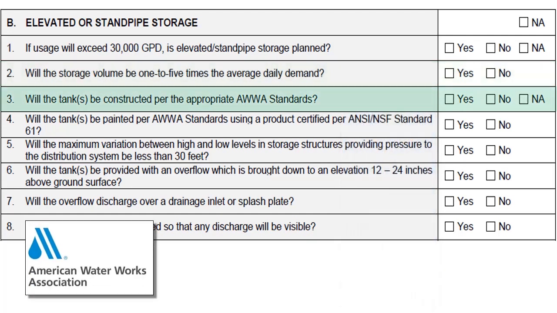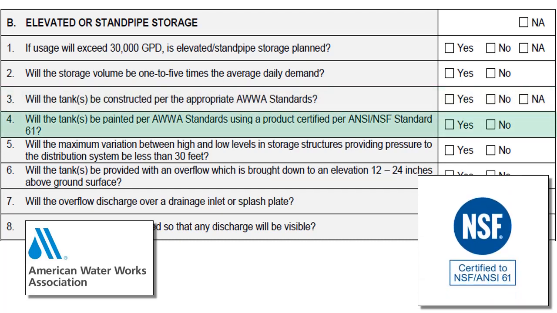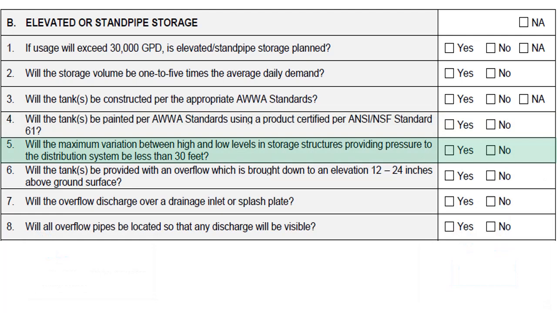All tanks should be constructed per appropriate AWWA standards. These standards ensure the tank is designed and constructed specifically for potable water storage. Tanks should be painted according to AWWA standards using ANSI NSF Standard 61 certified products. These methods and certified products ensure that the products are safe to use for potable water and are applied in a manner that will not compromise drinking water quality. Water levels in storage vessels providing pressure to the distribution system should not fluctuate more than 30 feet. Variations greater than 30 feet can cause extreme pressure spikes and losses.